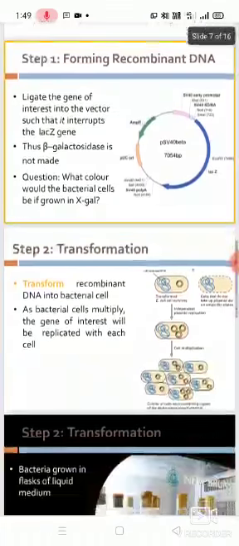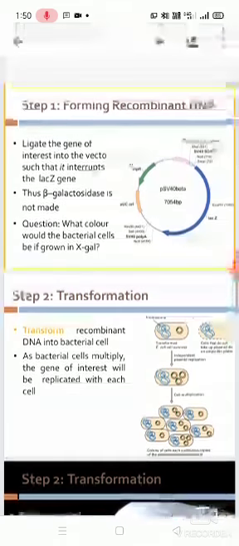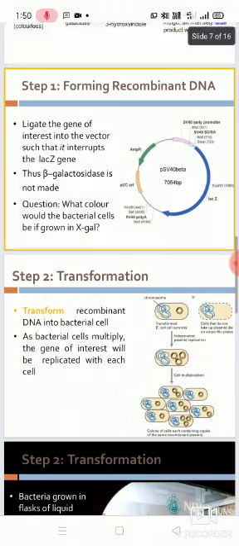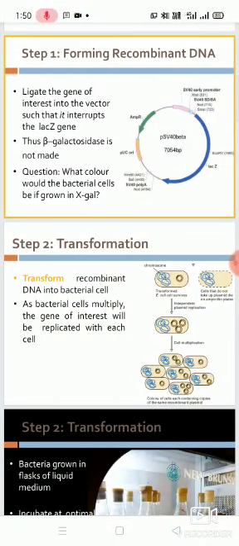So now, discussing the three steps. The first step was forming recombinant DNA. So how is this recombinant DNA prepared? It is prepared with the help of enzymes which are used for cutting and also for joining. These enzymes are restriction enzymes, which recognize the recognition site and cut the fragment, and then the DNA fragment, the gene of interest, is inserted in its place with the help of ligase enzyme. So this is how a recombinant DNA is made.